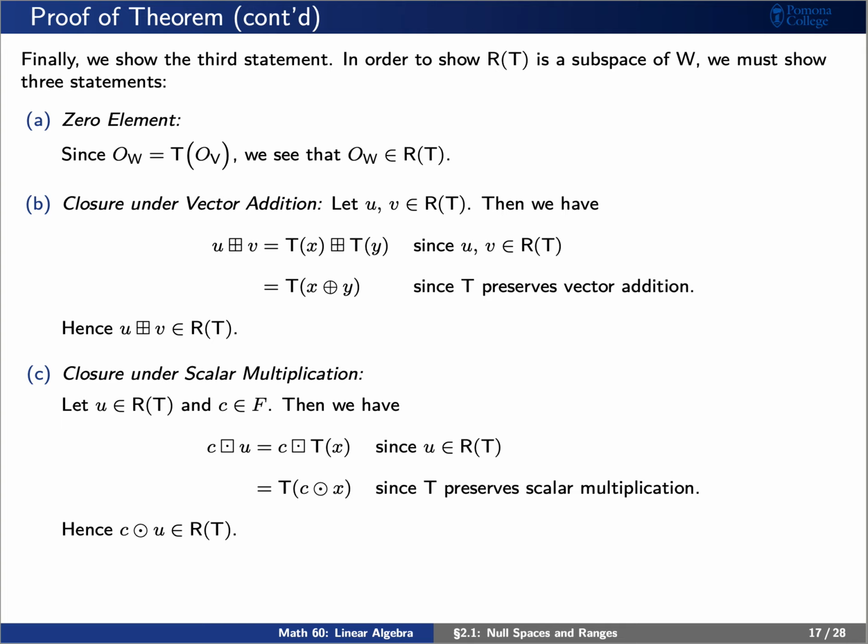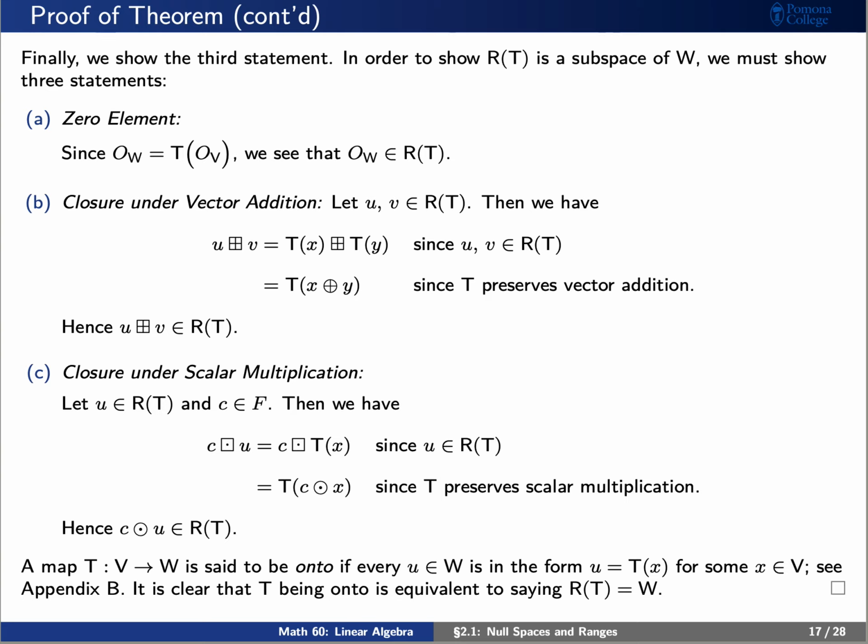Next, we'll show that the range is closed under scalar multiplication. This follows very similarly from before. Let u be in the range and c be a scalar. Again, u equals T of x, so c times u is T of c times x. Since c times x is in the vector space V, c times u must be in the range.